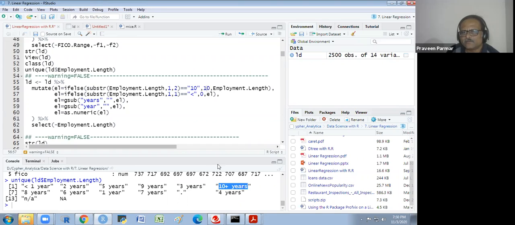And the other categories which don't have 10 in the first 2 places will remain as they are. Employment length will remain as it is, that is, less than 1 year would be less than 1 year, 2 years would be 2 years. Is it clear to all? Yes, sir.